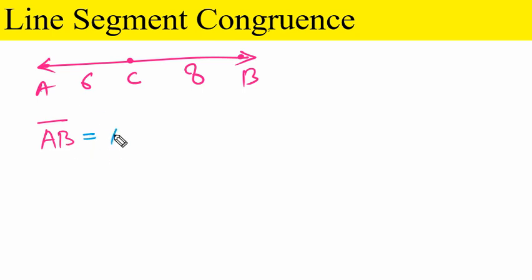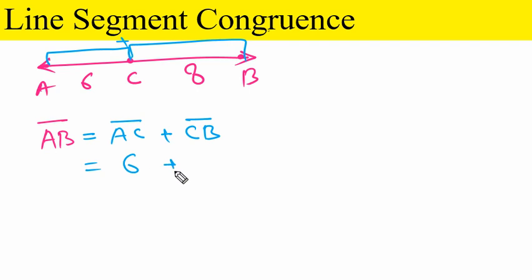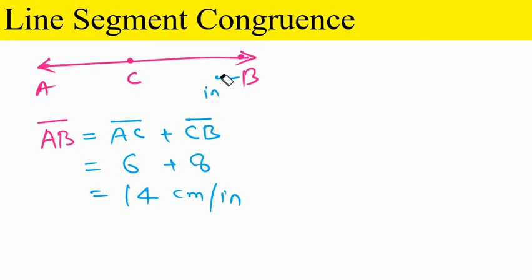Then it will be segment AC plus segment CB. Basically this distance plus this distance. That will be 6 plus 8 is equal to 14. If the unit is centimeter, then the unit will be centimeter. If it is in inches, then the unit will be inches. Okay.